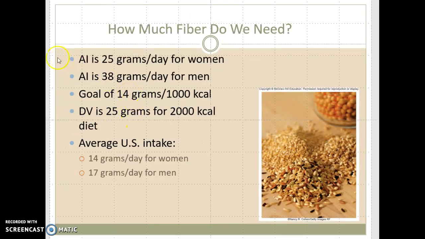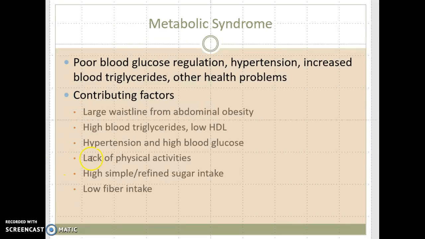And then how much fiber we need, the recommendation, again, it's just an adequate intake. We don't know exactly, but about 25 grams a day for women, 38 for men. These are 18 and over. And the averages are quite low compared to what is recommended. So this is a big push from the dietary guidelines, is trying to add more fiber, add more soluble fiber.